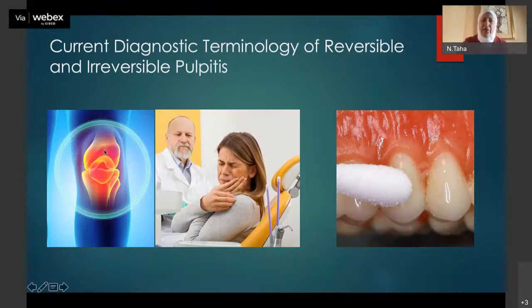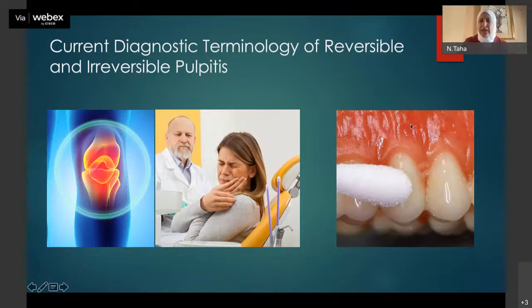If you compare it to when you have pain in your knee and you go and see your orthopedist, he will start with physical examination, he will take x-rays, he will have MRI, he will have endoscopy, lots of diagnostic procedures before he can tell you that you need to replace the joint of your knee.